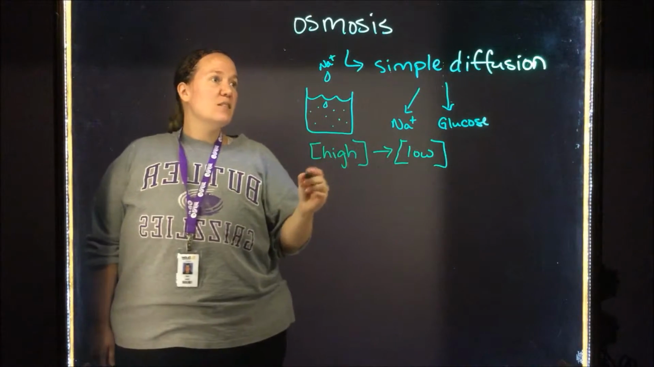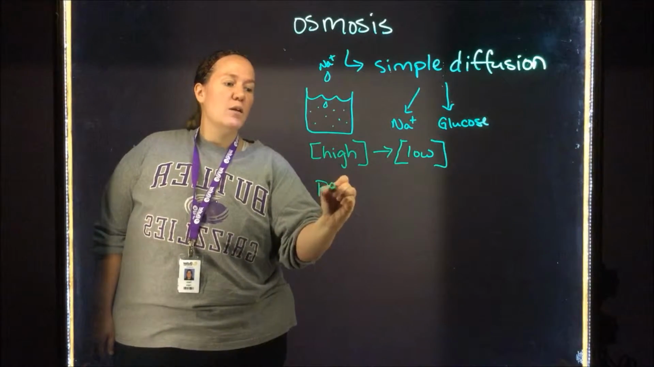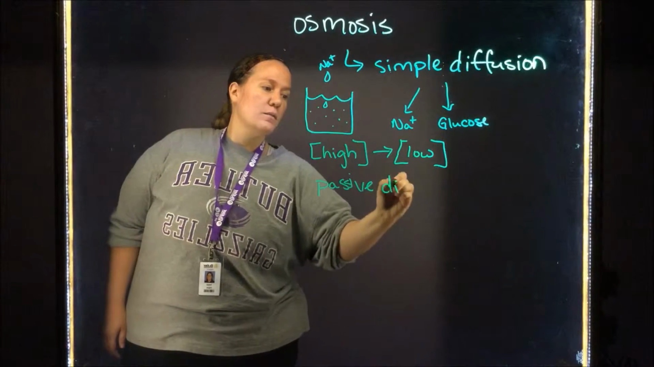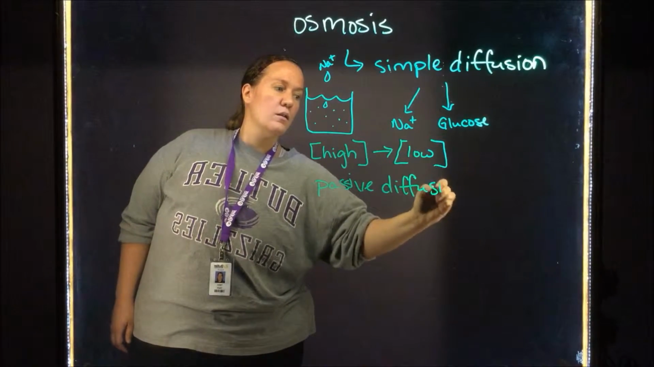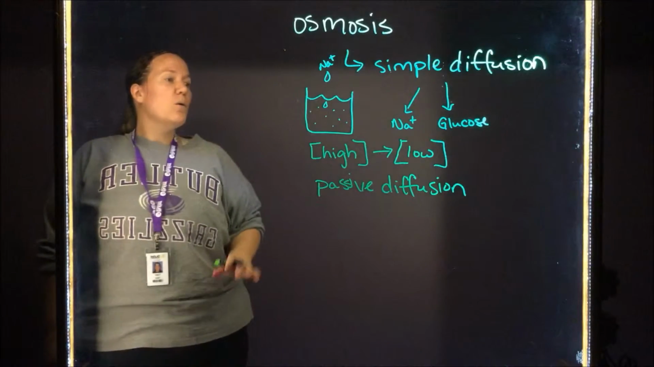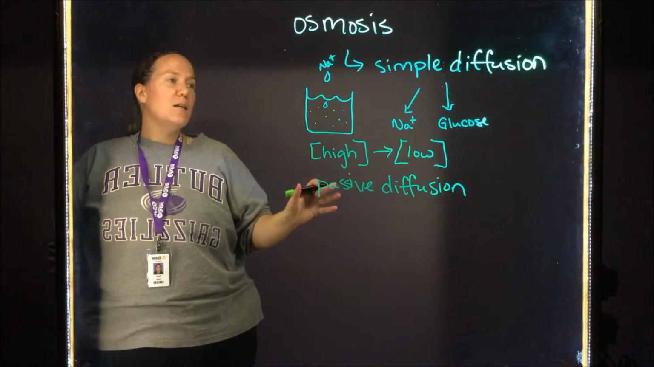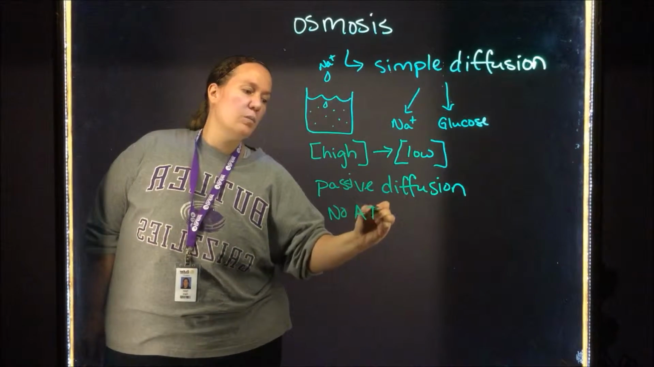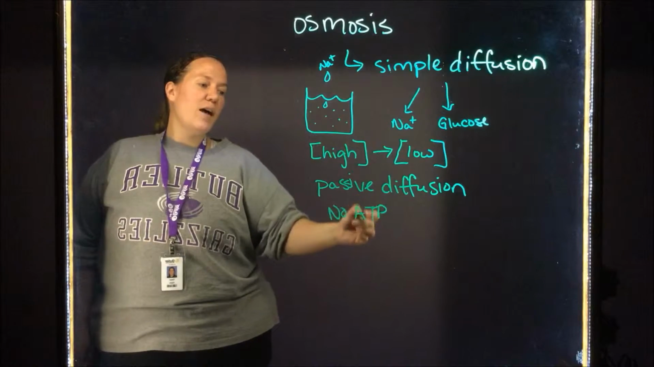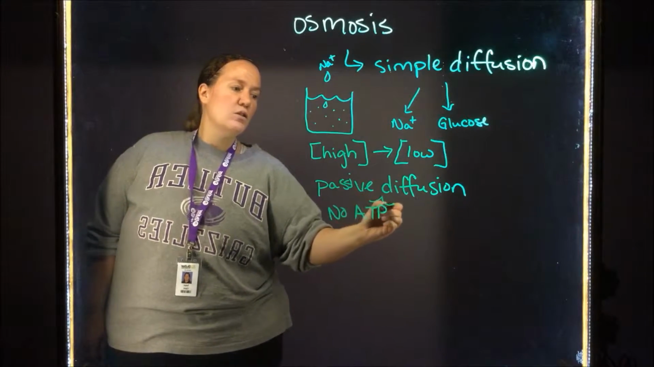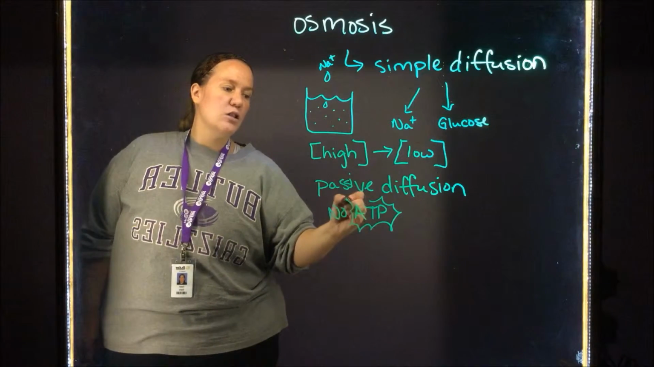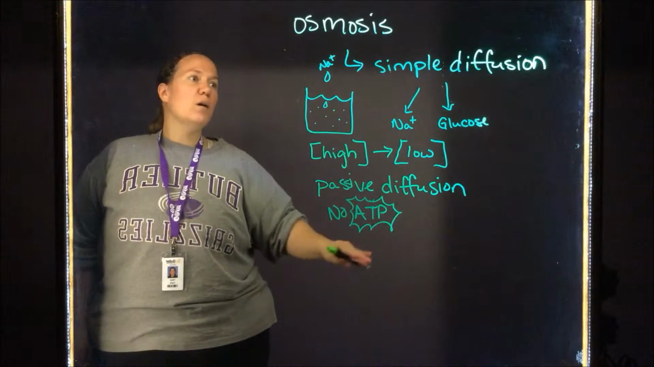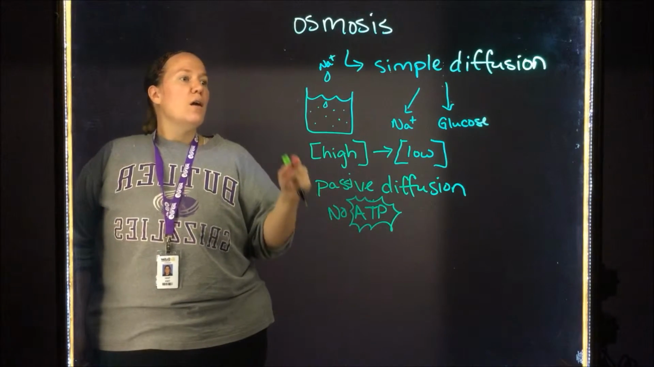So this is a passive process. So it can also be called passive, with 2 S's, diffusion. Okay? So when we talk about not needing energy, we're gonna say no ATP, because we haven't really defined what ATP is, but you can just think of it as a giant energy molecule. So that's what we use to power our cells, and it doesn't require it for passive diffusion.